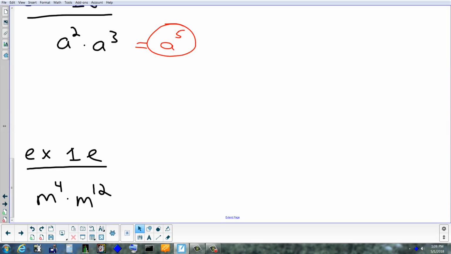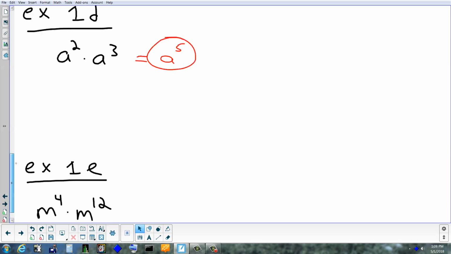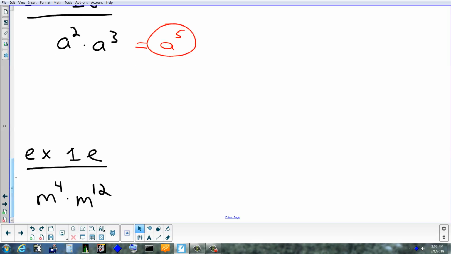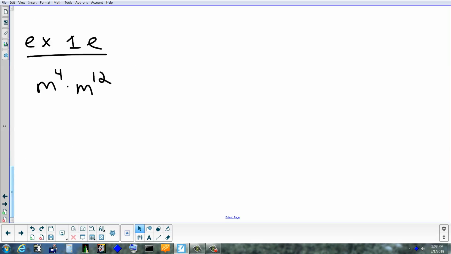So what's the one above it? A squared times A cubed. That's A to the 5th. Oh, the example 1D. These are easier. Okay. This is what you do. Savannah, M to the 4th times M to the 12th? It's M to the 16th power. M to the 16th. Yes.